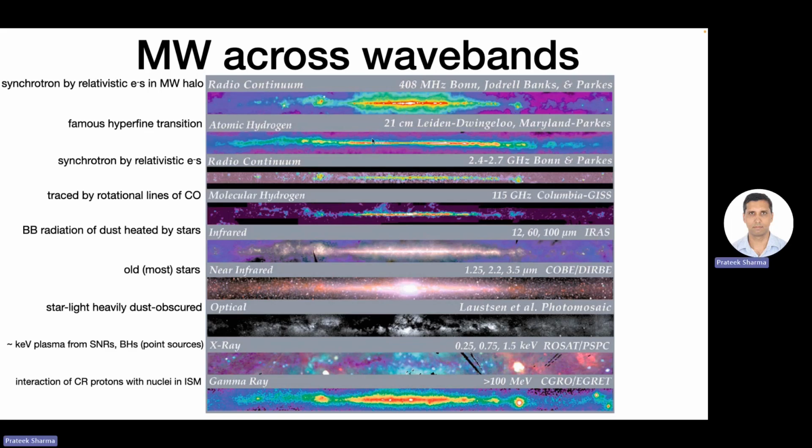Okay. So this is 21 centimeters. This is not continuum. This is a line. This is the famous hyperfine transition, the forbidden line of neutral hydrogen.